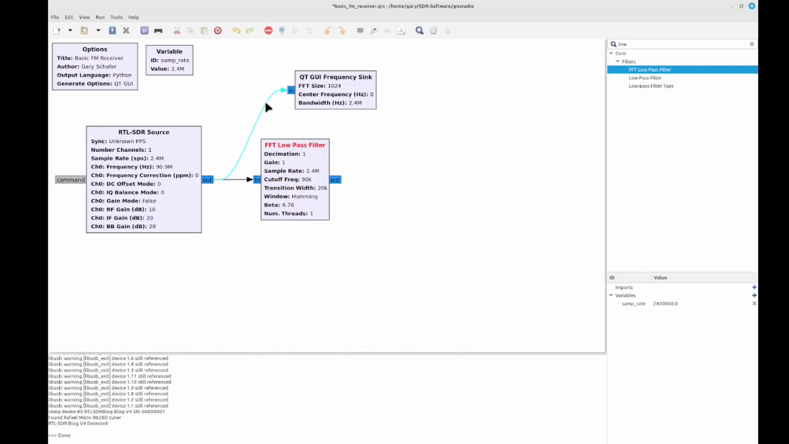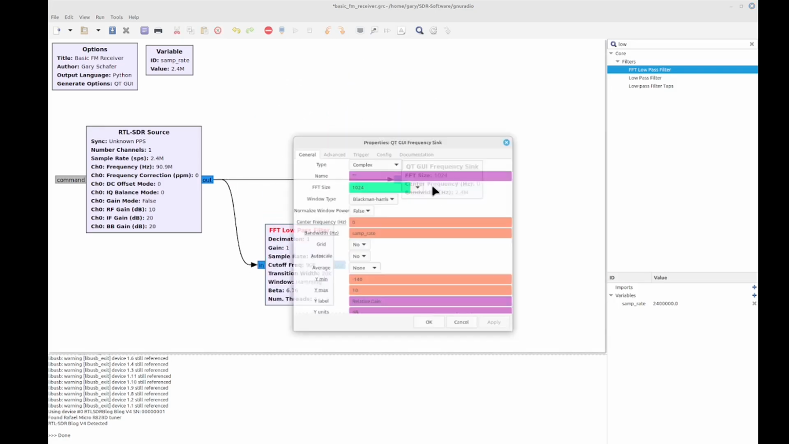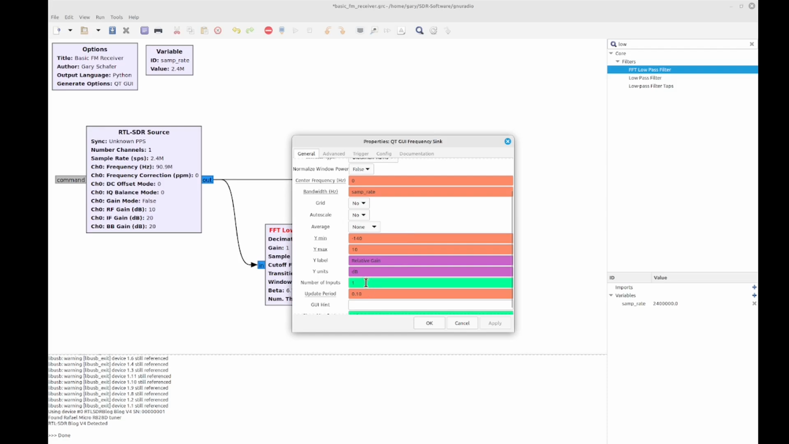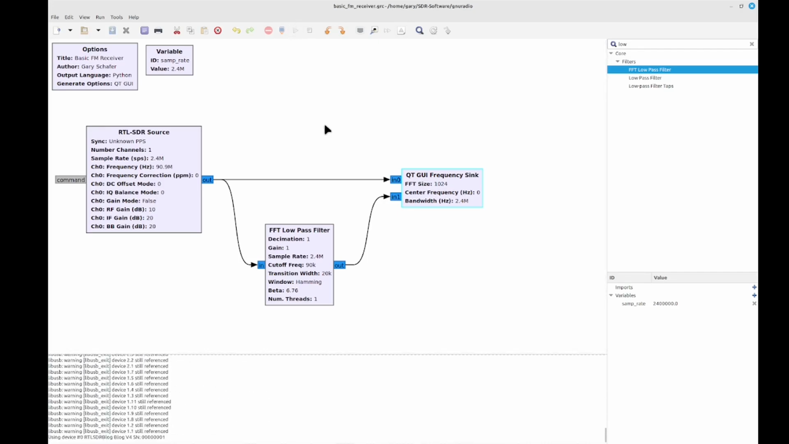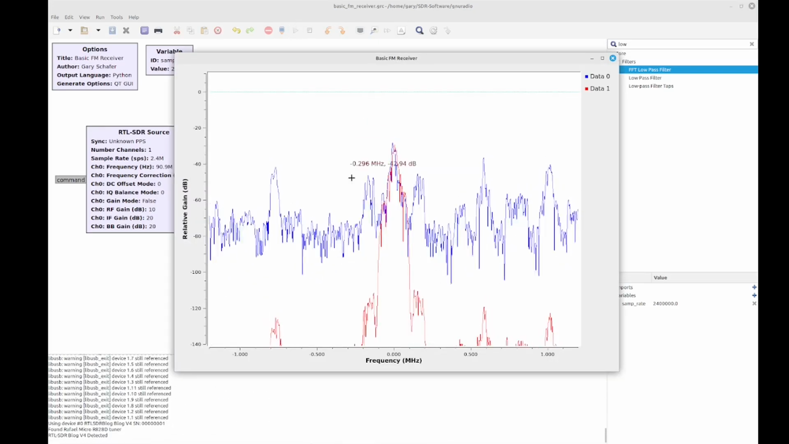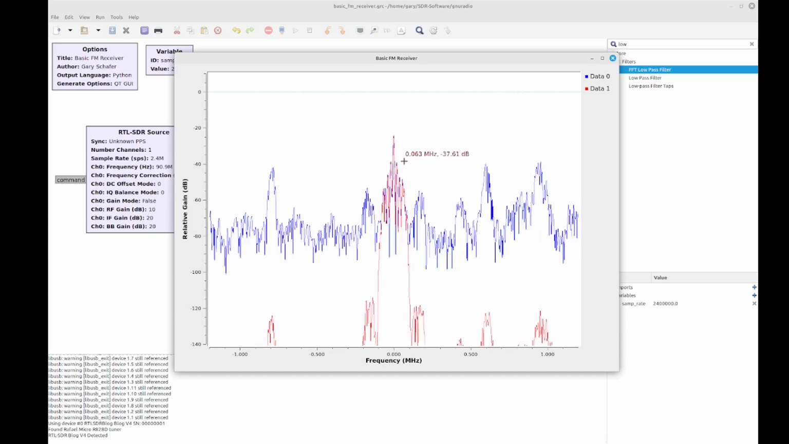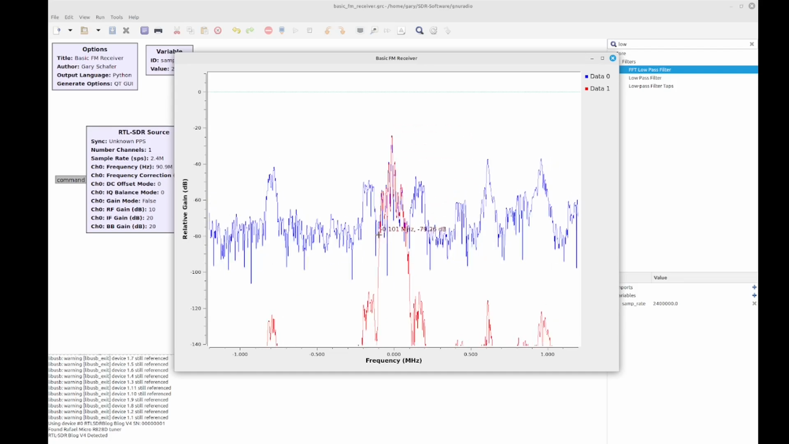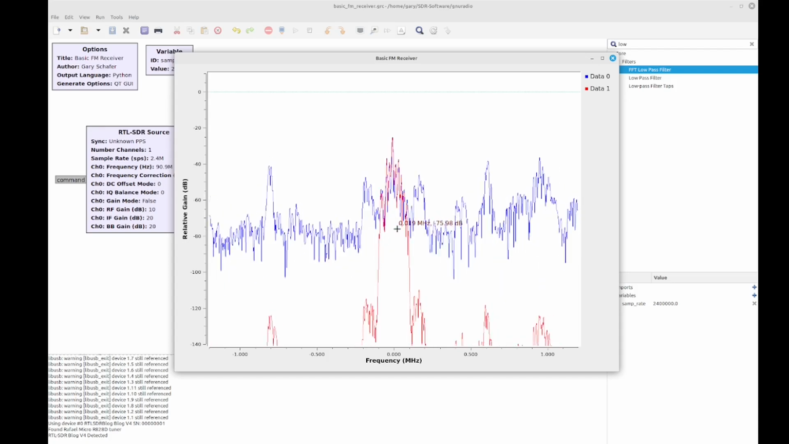And then at the output here, to start with, before I do anything else, I'm going to set up my frequency sync to have two inputs. Then I'm going to take the output of the filter and put it into the second input of the frequency sync. The reason I'm doing that, when I run this, is that the blue is the original spectrum and the red is showing the spectrum after it's filtered. As you can see, I've grabbed this part here in the center, which is the part that I want, and I've gotten rid of everything else.